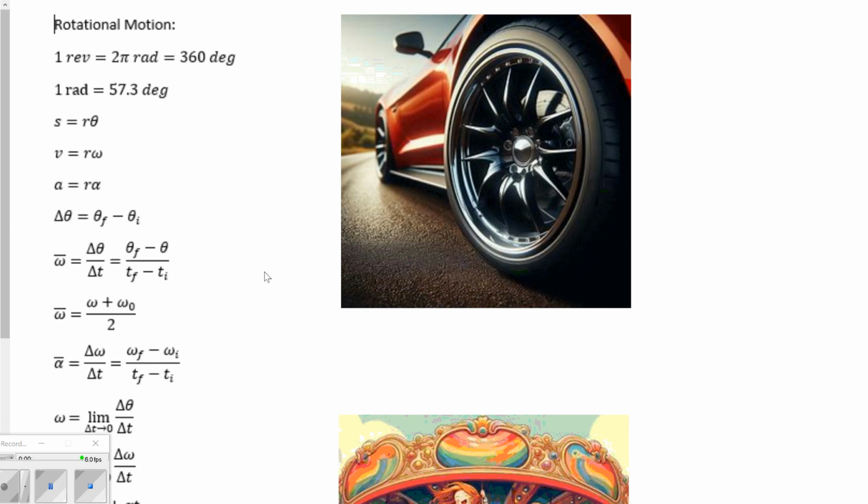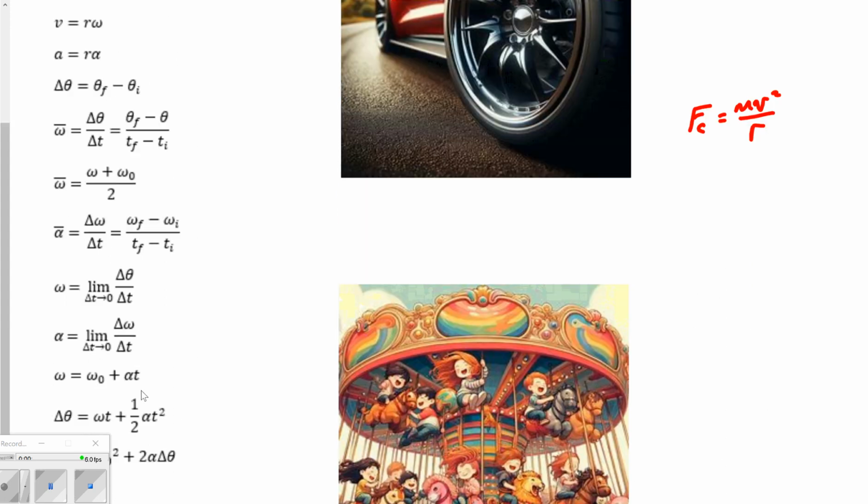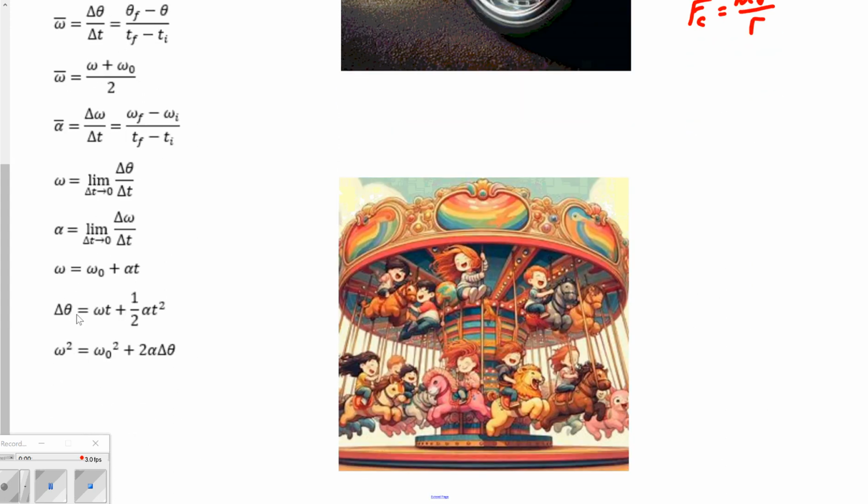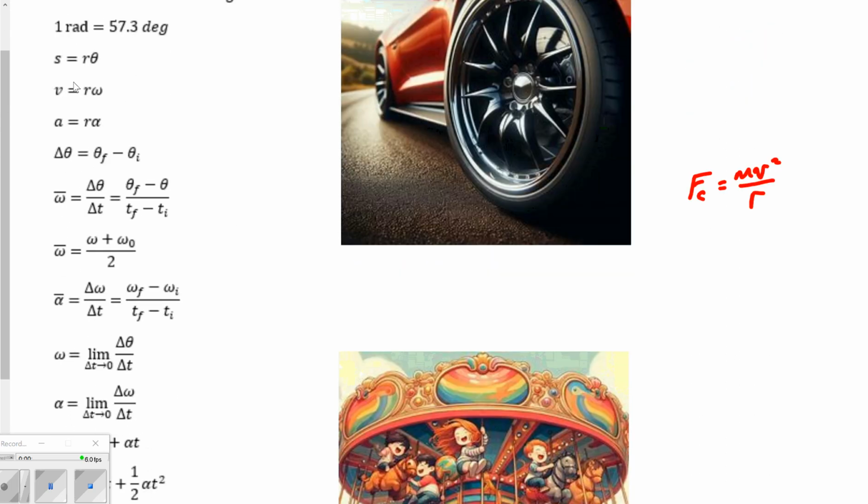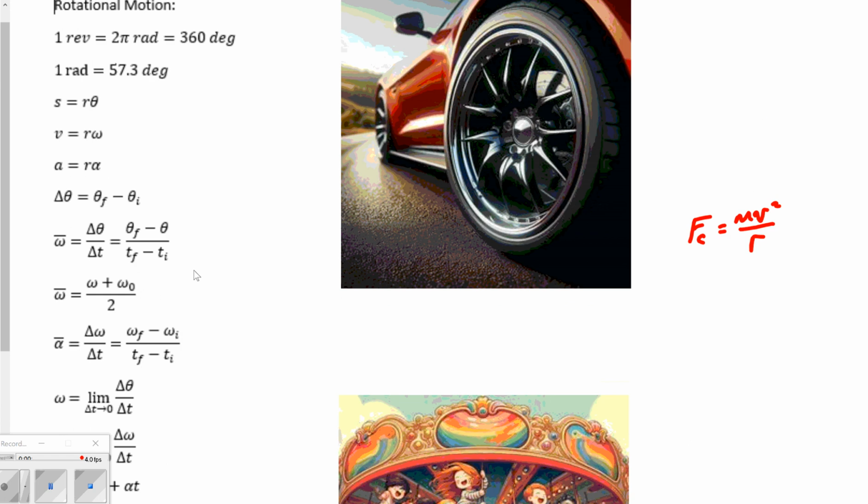In this video, we're not looking at things like centripetal force, which is mv squared over r and that kind of stuff. What we're actually looking at specifically is what we call rotational kinematics. And you can see all these formulas. If you're looking at this and you say, hey, I already understand all these formulas, shut the video off. You don't need this stuff. But in case you don't, let's do this.